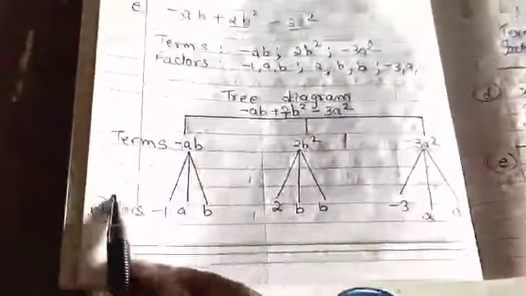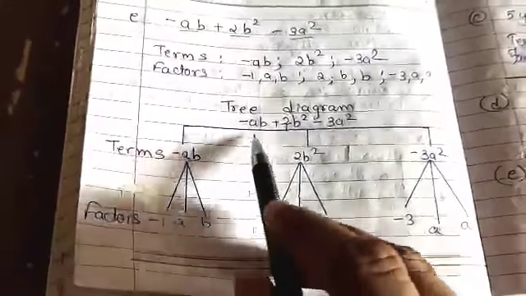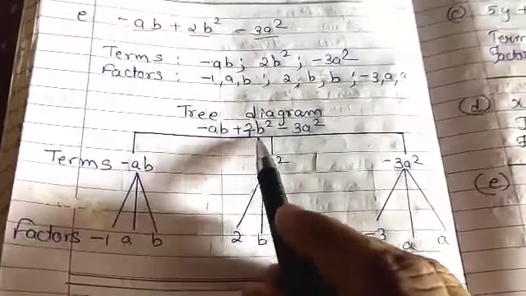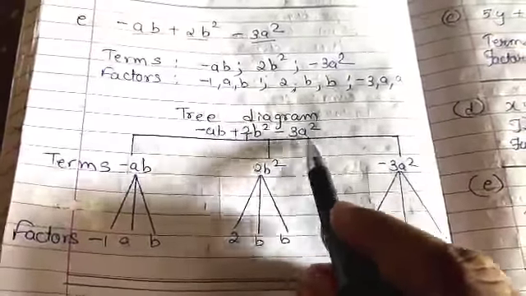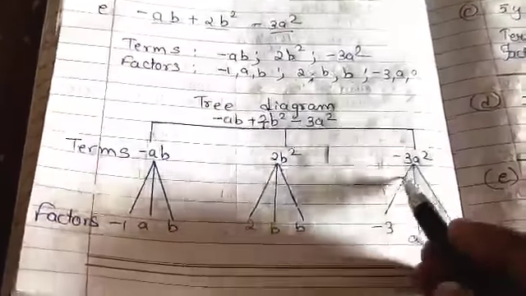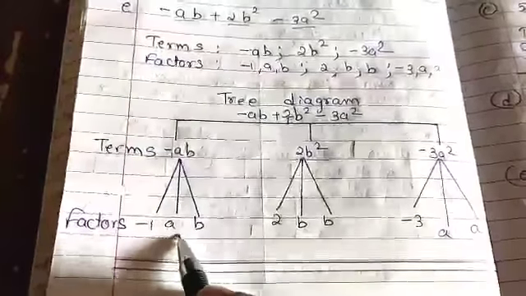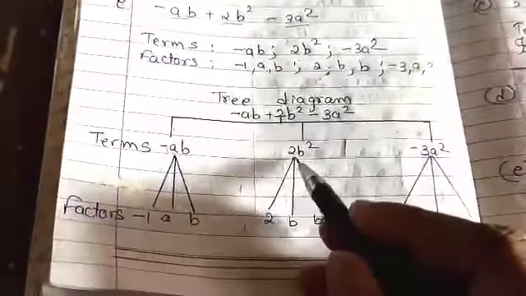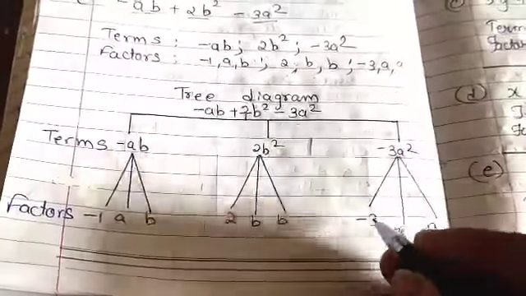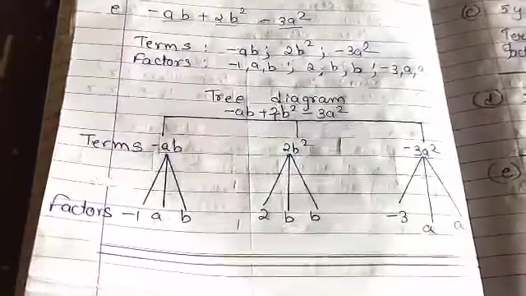Now let us express it in a tree diagram. First write down all the terms. This is the expression, negative ab plus positive 2b square minus 3a square. These are the terms: negative ab, positive 2b square, negative 3a square. Now the factors of negative ab are negative 1 into a into b, the factors of 2b square are 2 into b into b, and the factors of negative 3a square are negative 3 into a into a.